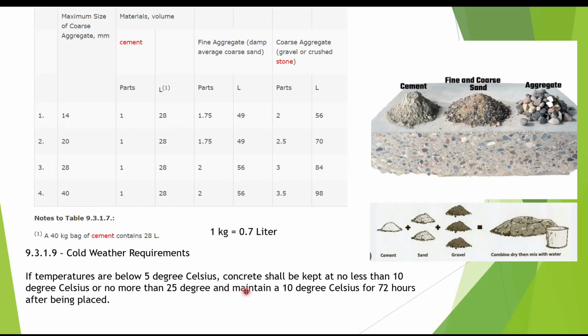Now, after pouring concrete, most of the time, if we pour concrete in the winter or in the fall or spring, concrete or mortar must be kept at 10 degrees Celsius for 72 hours after being placed. So when we finish placing this concrete here, it must be kept at 10 degrees Celsius for 72 hours.